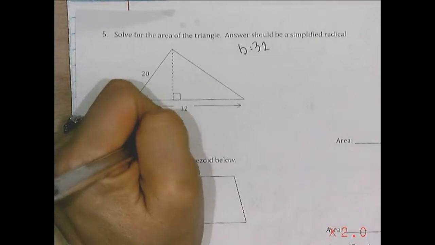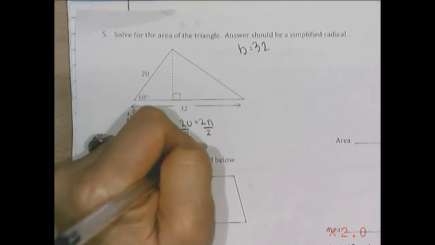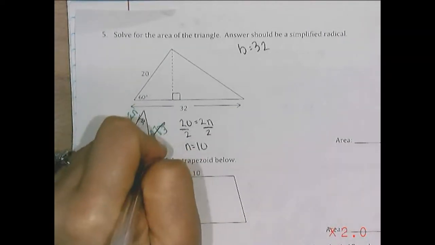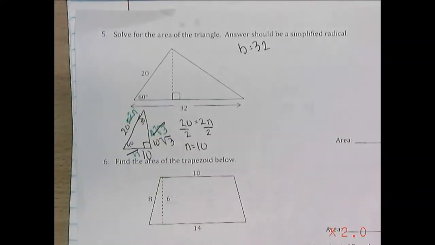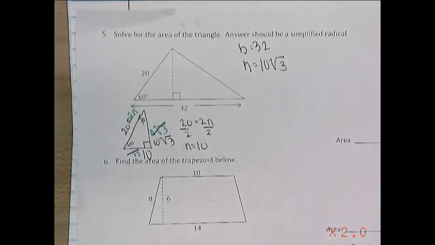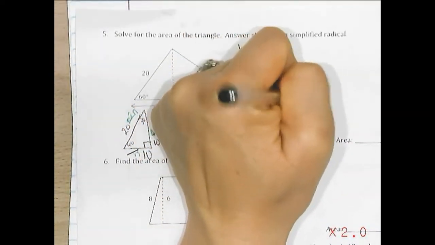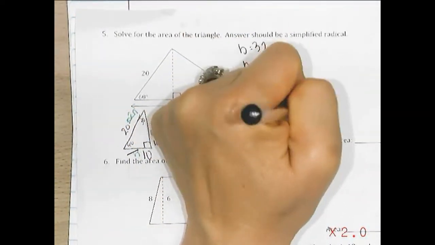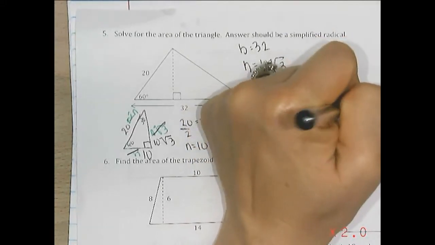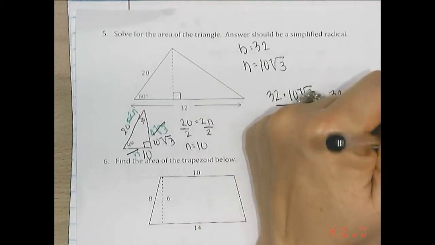So I'm going to take 20 and set it equal to 2n. And it will end up with n equals 10. So now I know this side is 10. And since my n is 10, this side becomes 10 rad 3. So I now know my height is equal to 10 rad 3. Well, it's a triangle, so it's base times height, 32 times 10 rad 3, all divided by 2, which gives me 320 rad 3 divided by 2. When I do that, I end up with 160 rad 3 units squared.